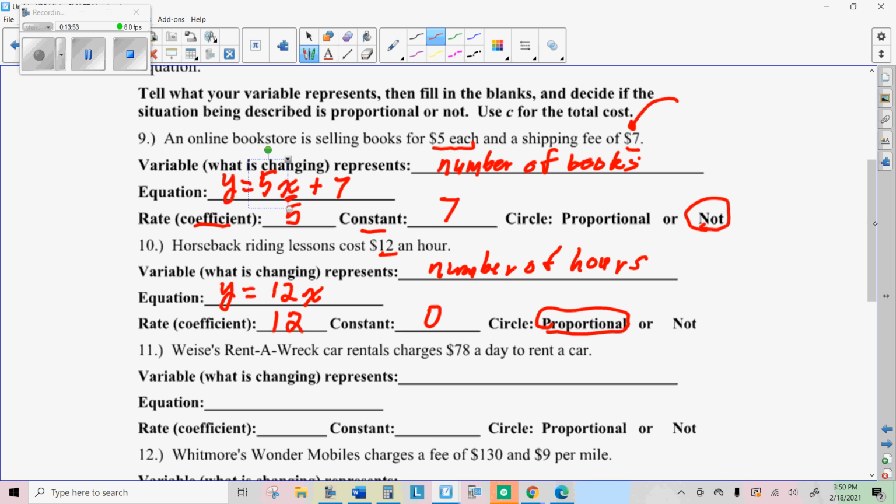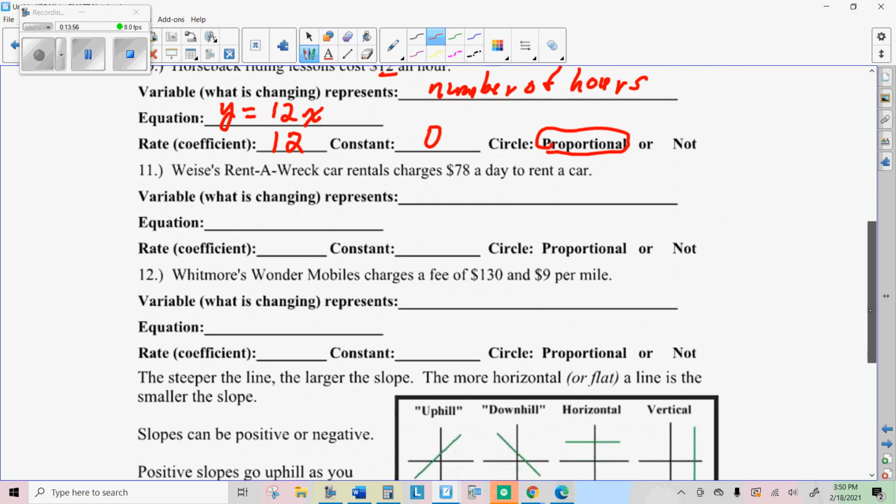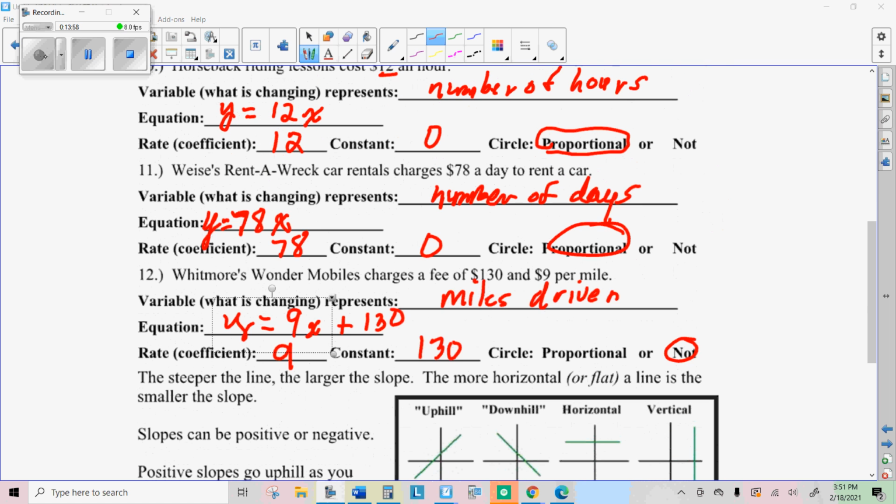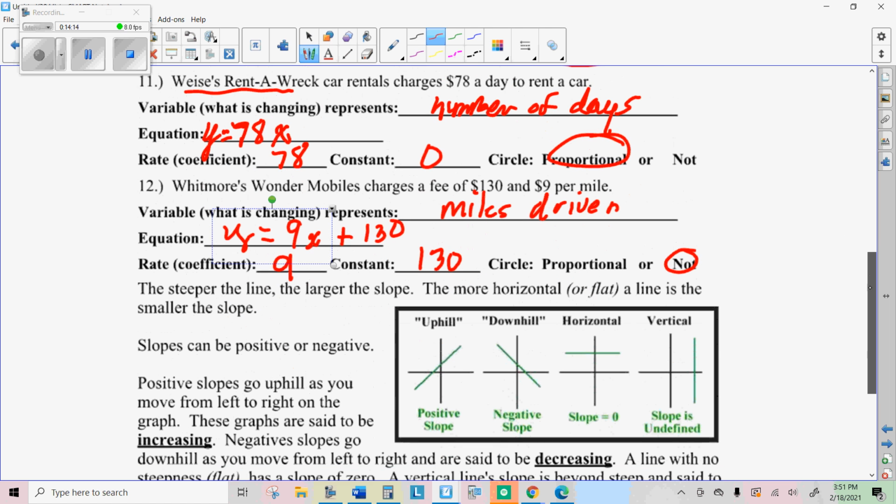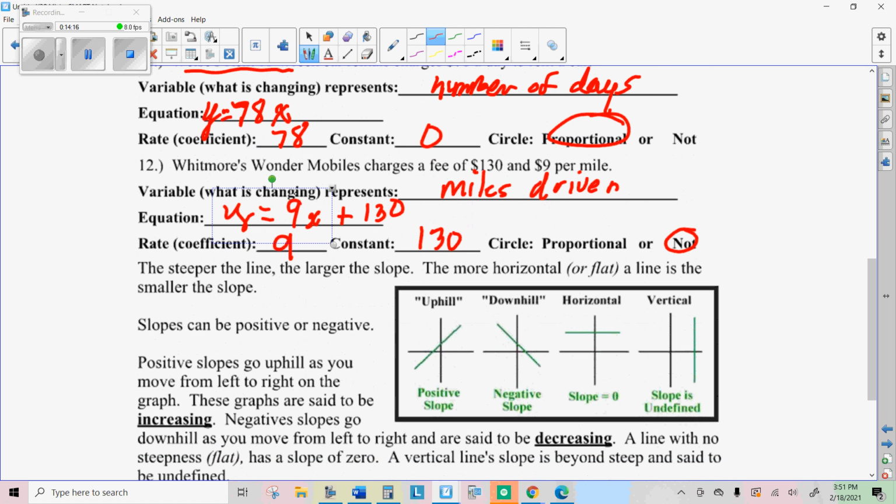All right. Why don't you see if you can fill in the next two, and we'll see how you do. So the way that Wise's Rent-A-Wreck charges, where they just charge $78 per day, that is proportional. The constant would be 0. You just pay $78 times the number of days that you rent the car. Whitmore's charges per mile, but an upfront fee of $130. So you're going to have to pay $130 even if you only drive it less than a mile. But then you add $9 per mile.